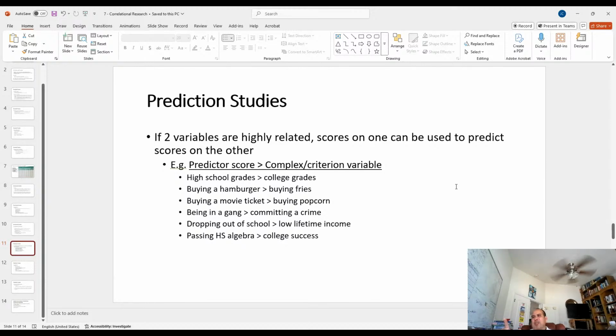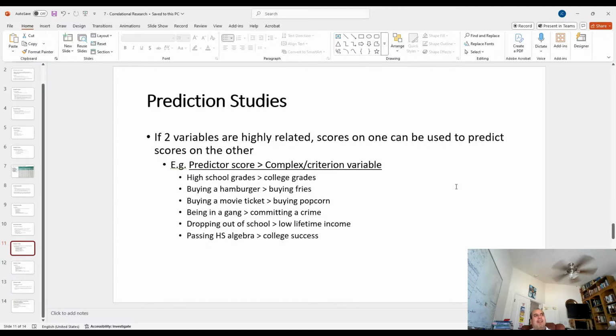Not in every situation. Okay, when I was in high school, one kid that was valedictorian ended up going to college and didn't do very well, not because he wasn't smart, because he wasn't really trying. He was busy doing other things. He had his life going. I think he had gotten married and done other stuff, right? But generally, in most cases, one is going to predict the other. Buying a hamburger and buying fries. I learned this in a business class that I took, right?